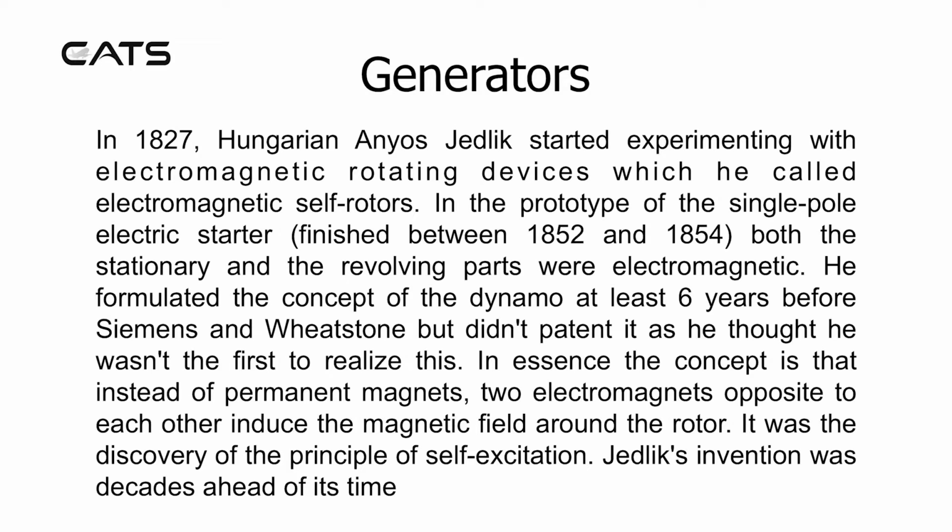Generators. In 1827, Hungarian Ányos Jedlik started experimenting with electromagnetic rotating devices, which he called electromagnetic self-rotors. In the prototype of the single-pole electric starter, finished between 1852 and 1854, both the stationary and the revolving parts were electromagnetic. He formulated the concept of the dynamo at least 6 years before Siemens and Wheatstone, but didn't patent it, as he thought he wasn't the first to realise this.